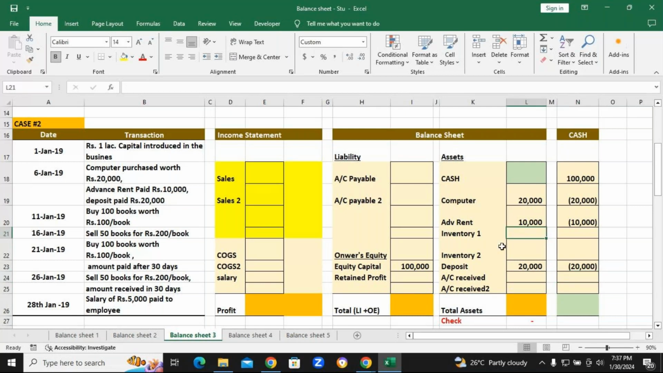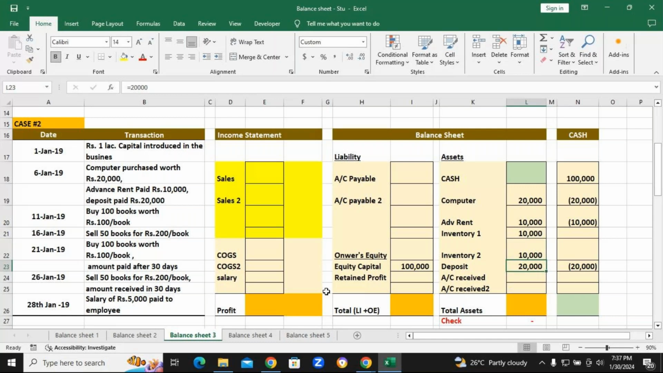Now inventory 1. Inventory 1 means, here, two times I have made the purchase and two times I have made the sales. Inventory 1, so on 11th Jan I have bought the books. 100 books I have bought at the cost of 100 rupees, so equals 100 into 100. And the second time, on 21st Jan, I have bought 100 books again at the rate of 100 rupees only. So equals 100 into 100.